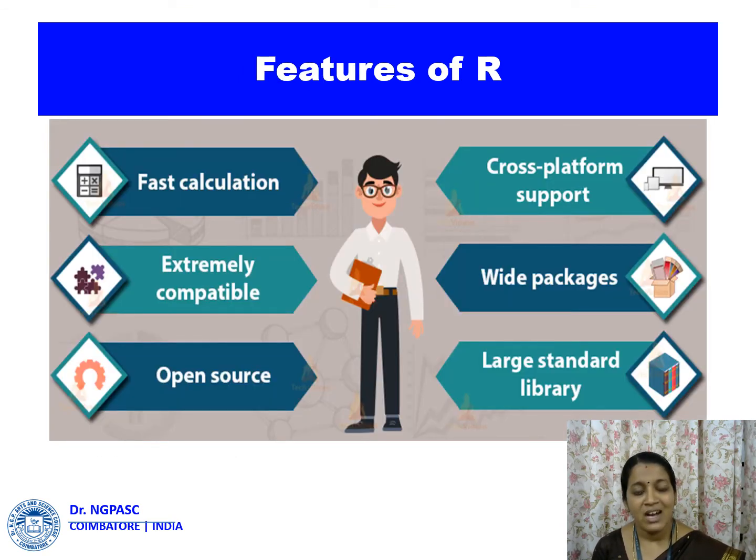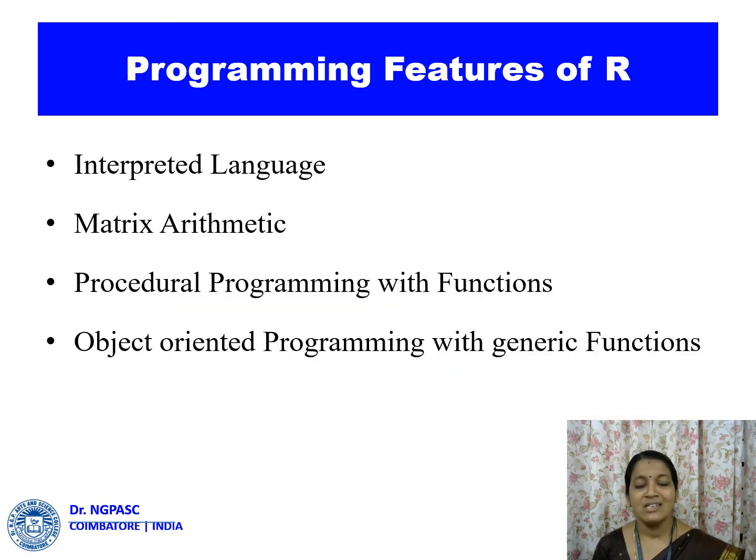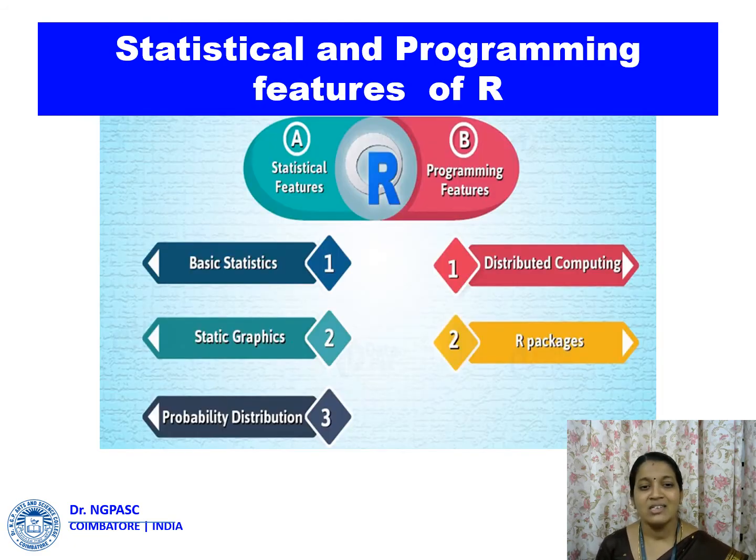Fast calculation is available in R programming, it is extremely compatible, and we have already said it is open source. It also supports cross platform use. We have a wide range of packages, more than 4,500 packages available in R programming, and large standard libraries. Let us see the programming features of R. It is an interpreted language. It supports matrix arithmetic, procedural programming with functions, and object programming with generic functions.